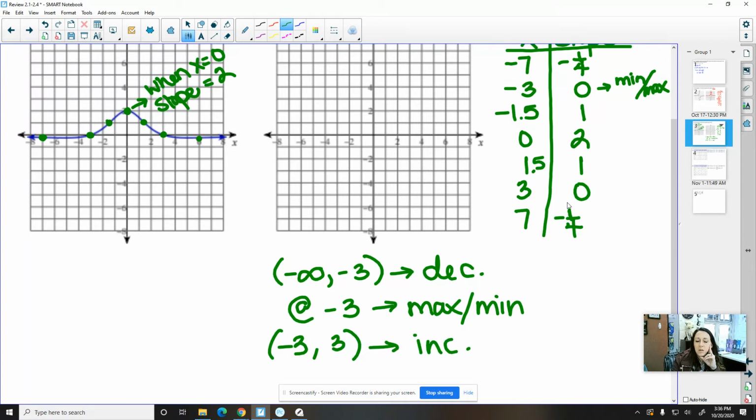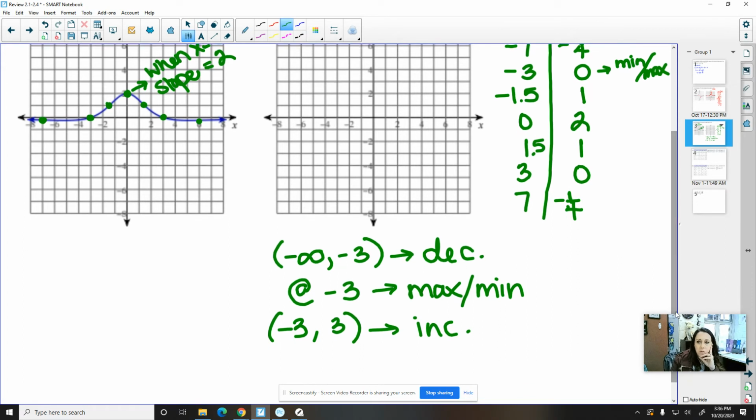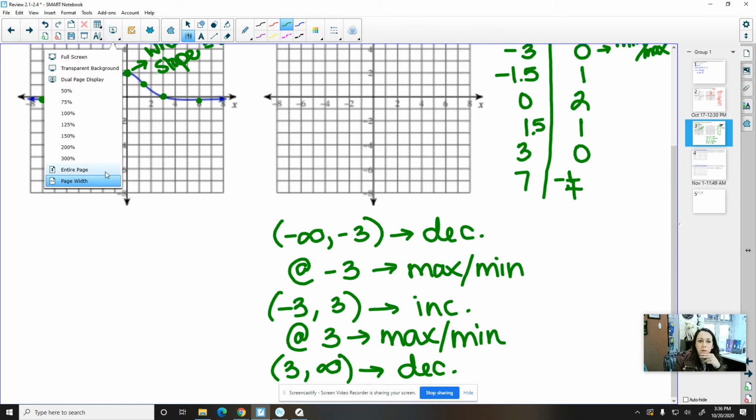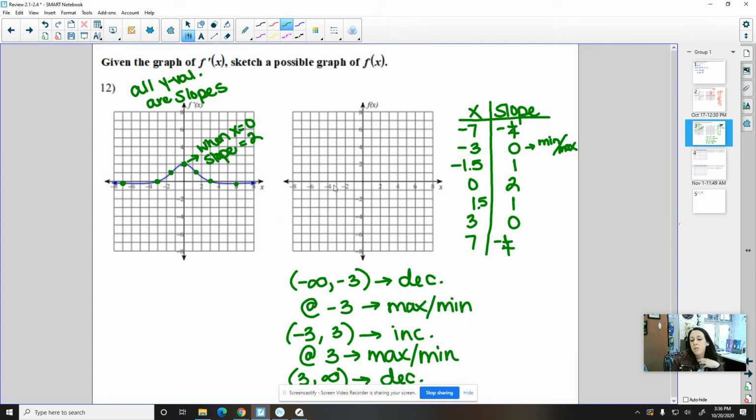Then from -3 to +3, our slope is positive, so our function is increasing a little bit. And then at 3, we have another max or a min because the slope is 0 there. And then when we go beyond the x value of 3, the slope is back to negative. Okay. So I'm going to try to make all this happen in one graph. Again, it doesn't matter what y value you start at.